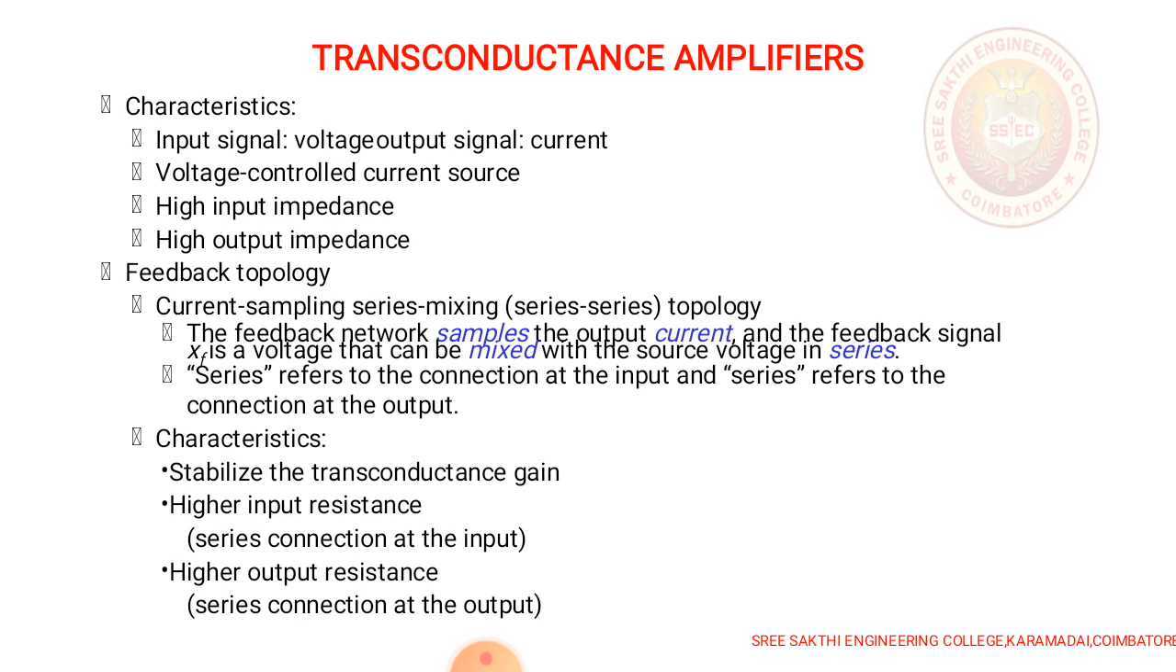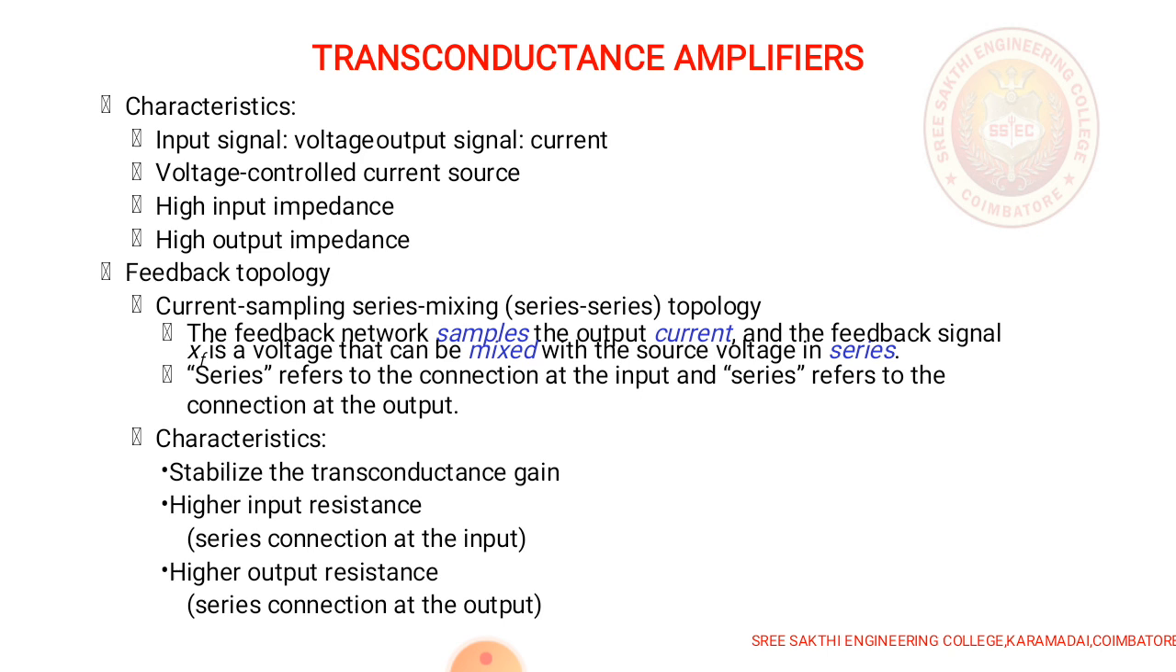Third one is transconductance amplifier. Here the input signal is voltage and output signal is current. So this is called a voltage controlled current source, which has high input impedance and high output impedance.